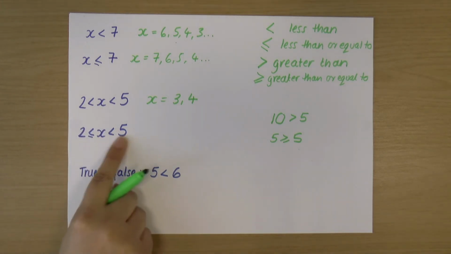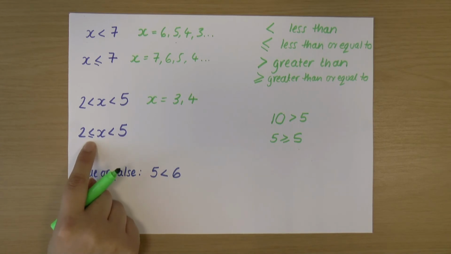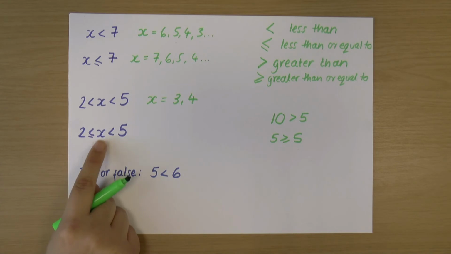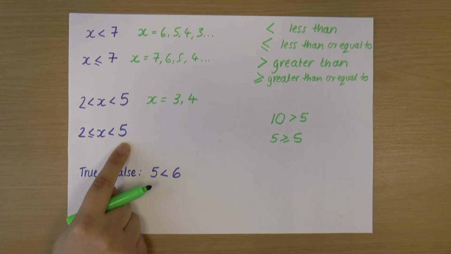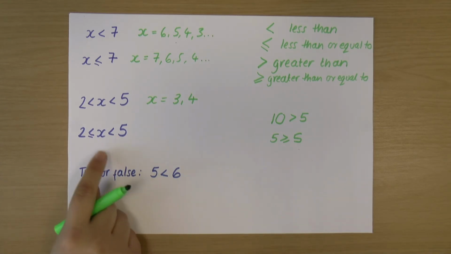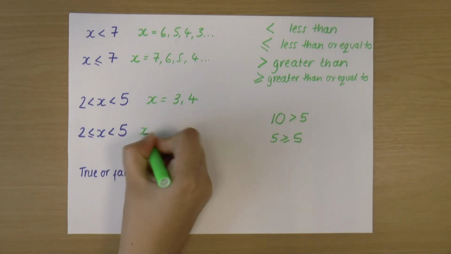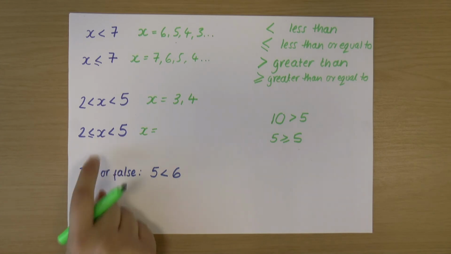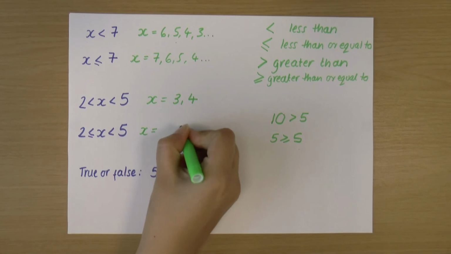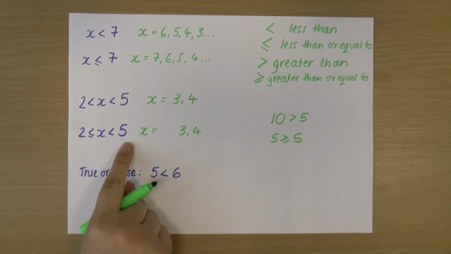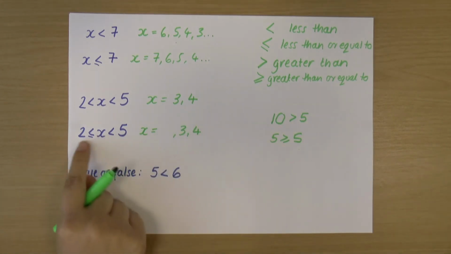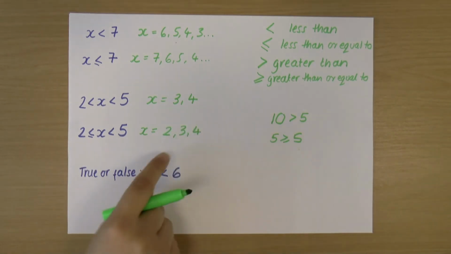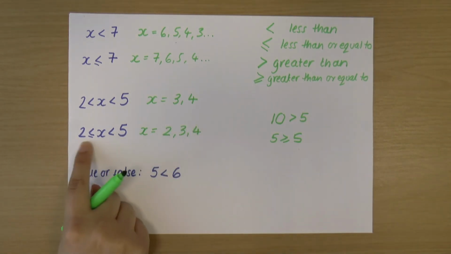And then we've got one under here using this less than or equal to. So this is saying 2 is less than or equal to x, which is less than 5. So this time our values of x are numbers that are bigger or equal to 2 and less than 5. So we've still got our 3 and 4 because they're in the middle, but this time we also have an extra number of 2 because 2 is equal to 2.